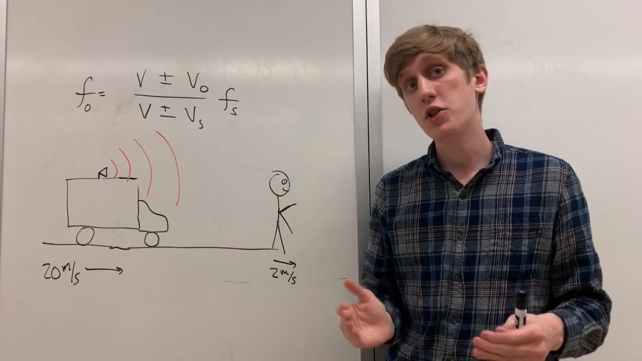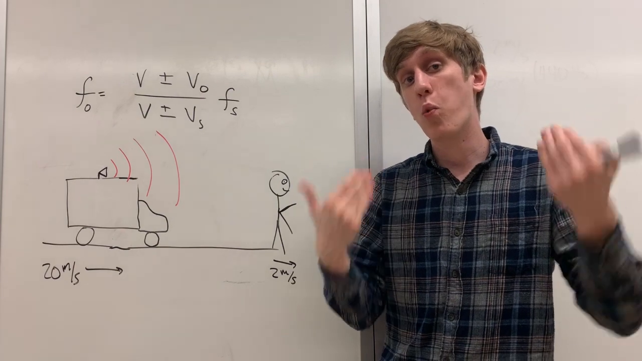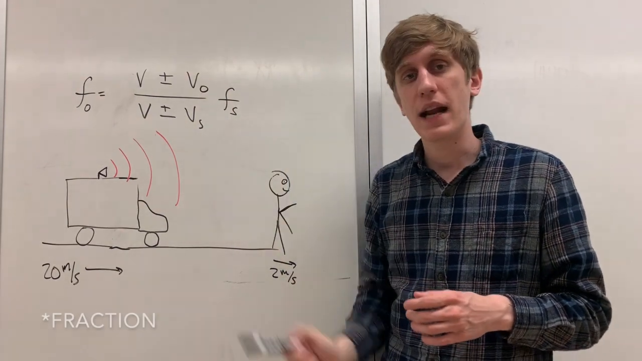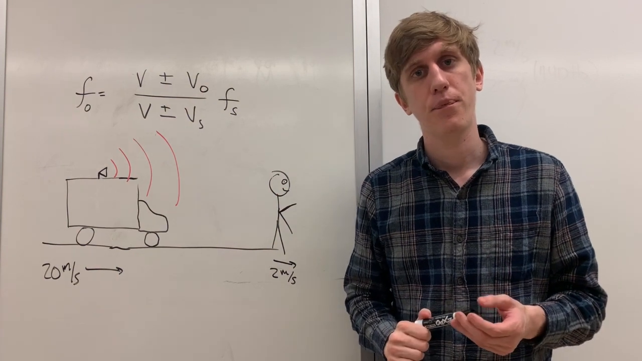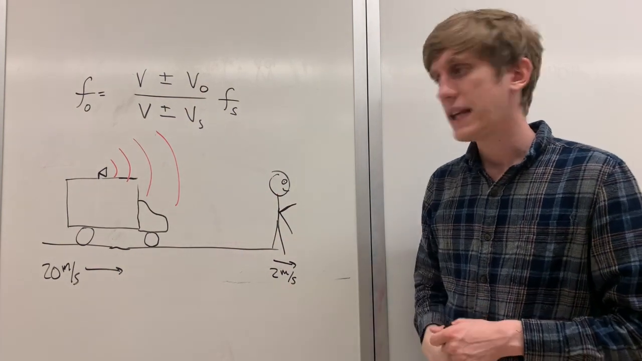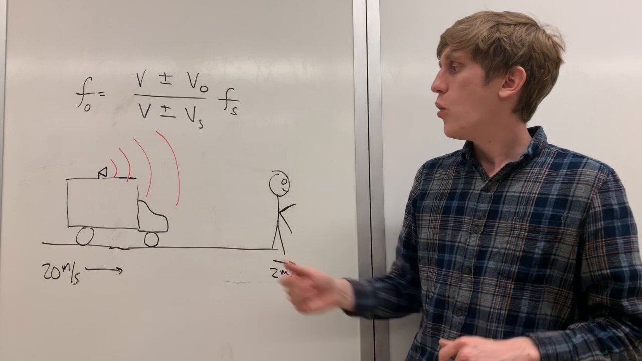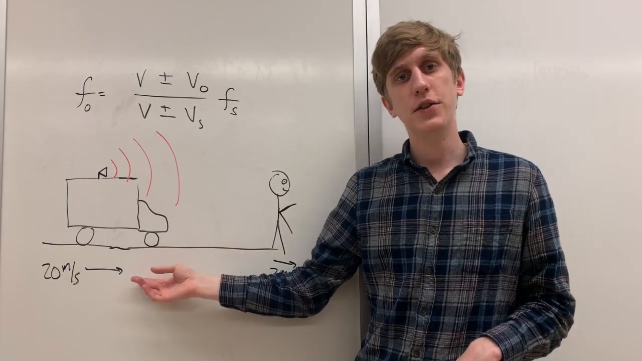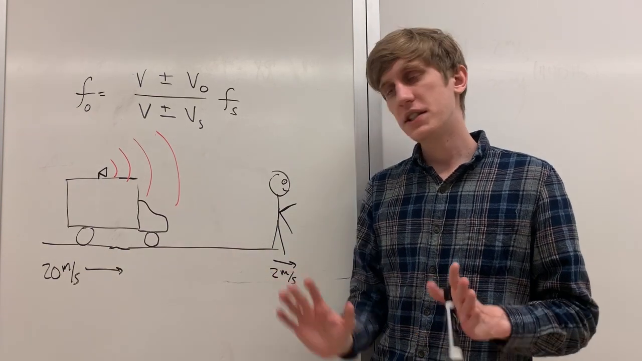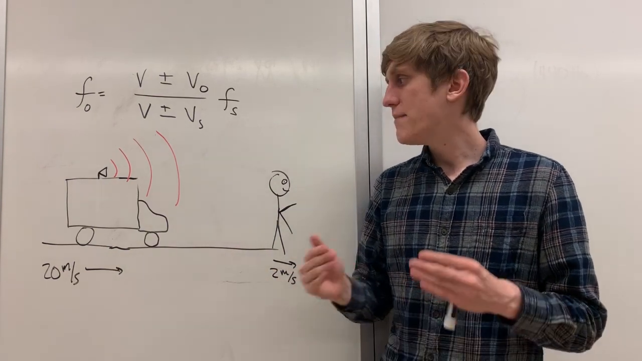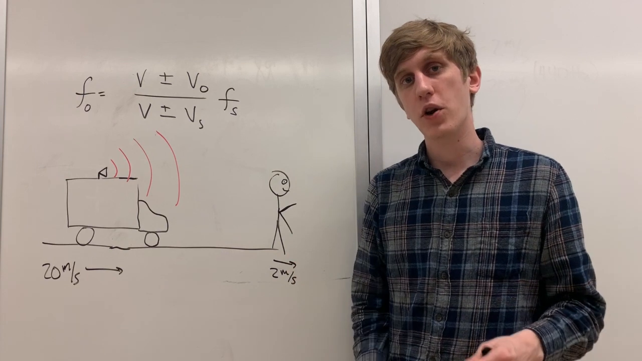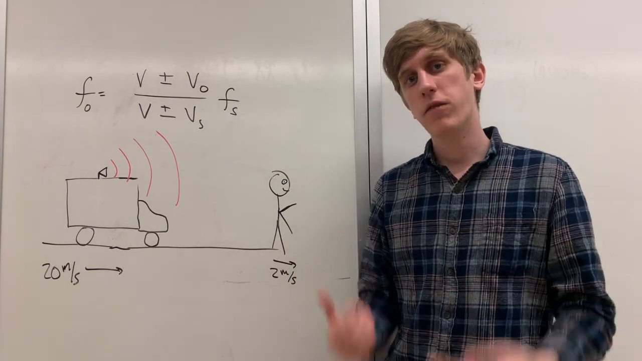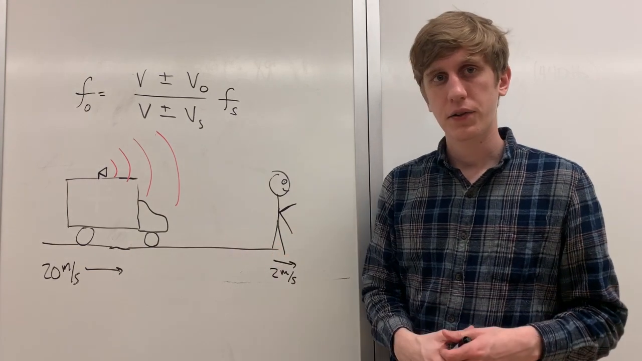By the same logic, if the source of the sound is moving away from the observer, we have to use the plus sign to make this denominator as small as possible. Let's do an example right here. We have an emergency vehicle moving towards our observer at 20 meters per second. We're going to say that the emergency vehicle is emitting a 440 hertz constant tone. Our job is to figure out what frequency the observer hears.